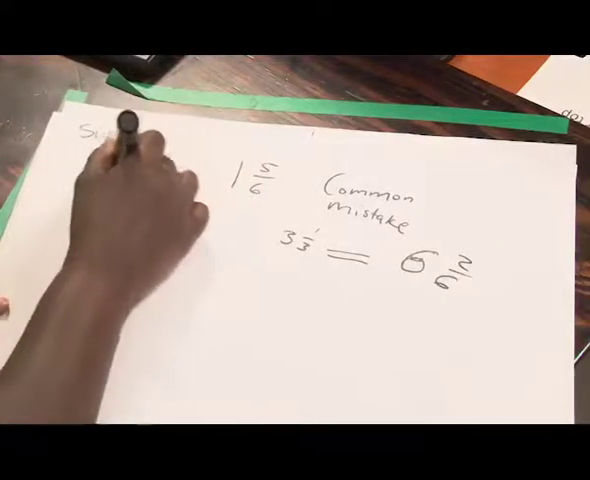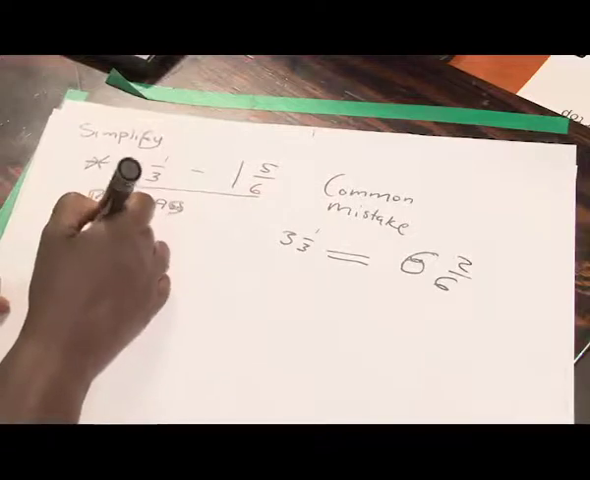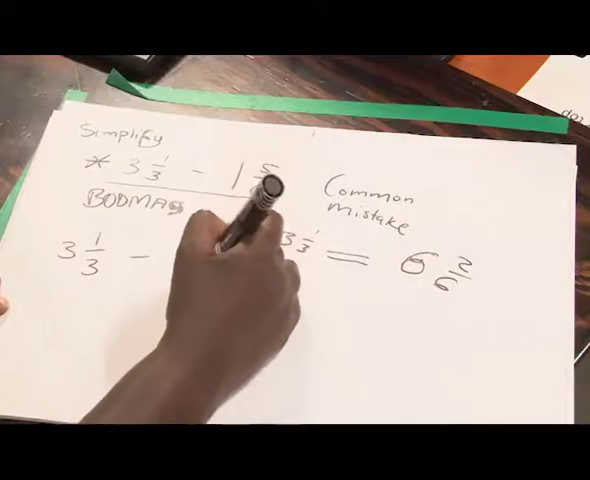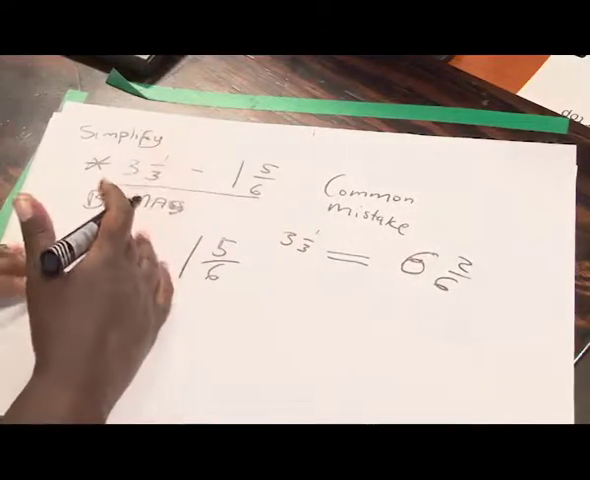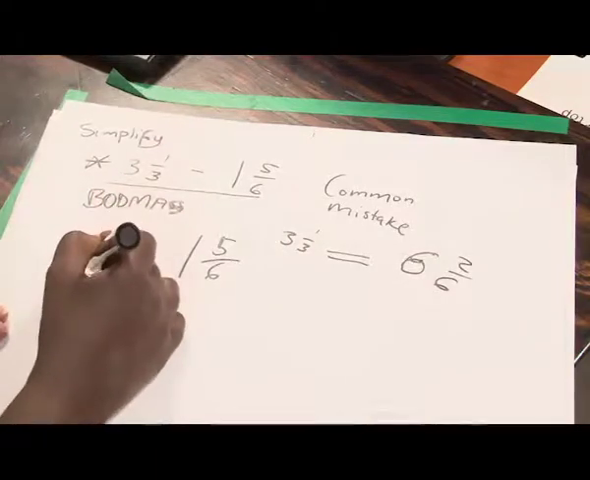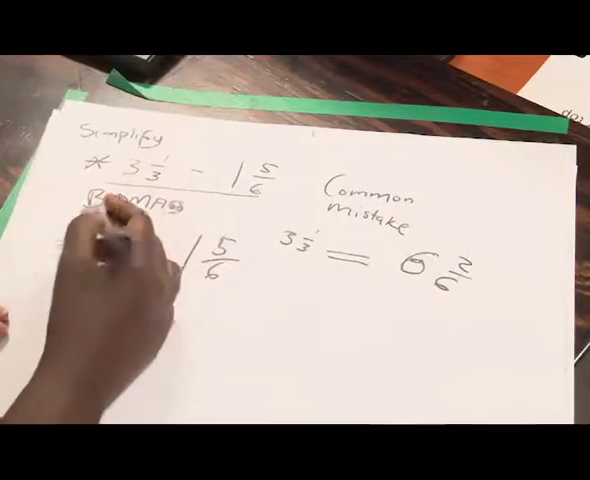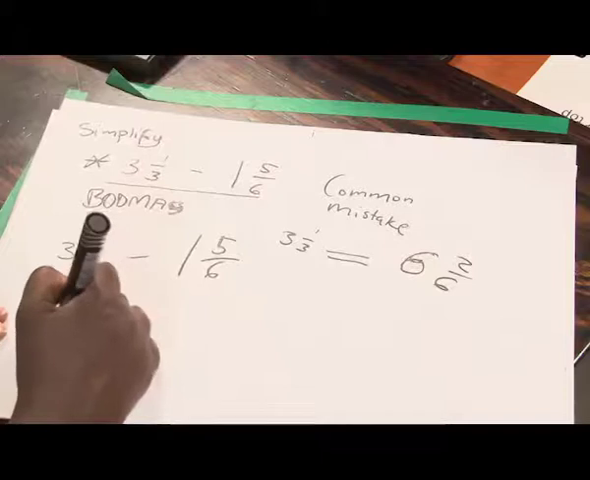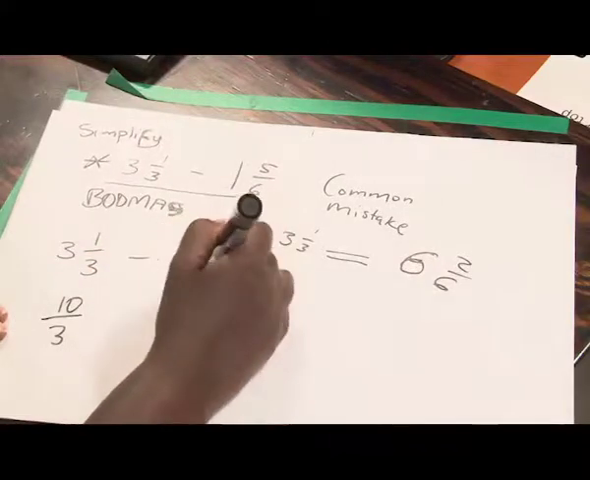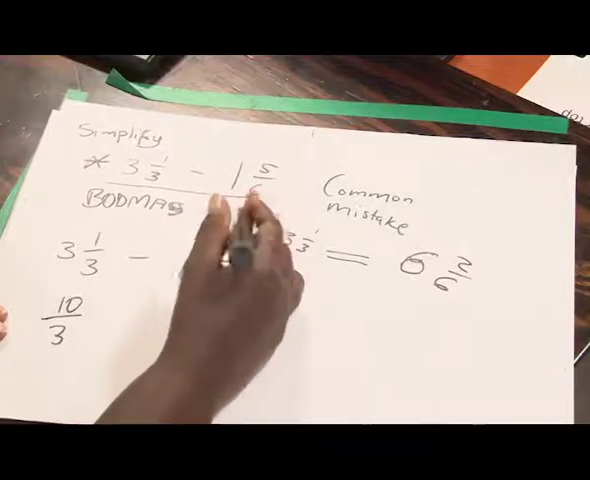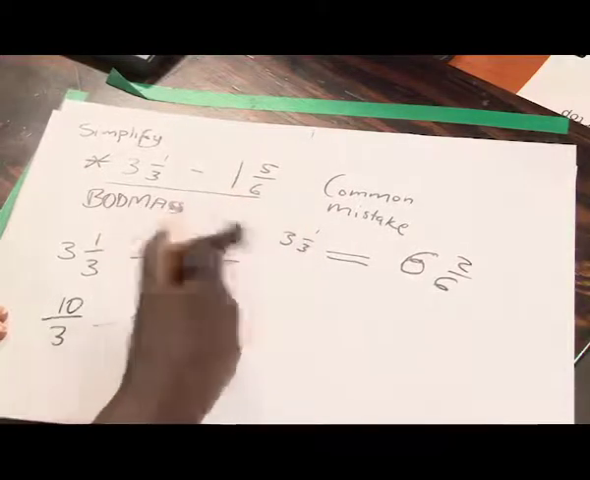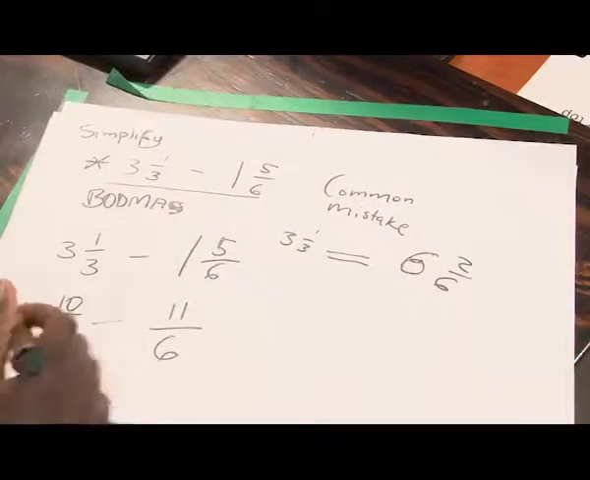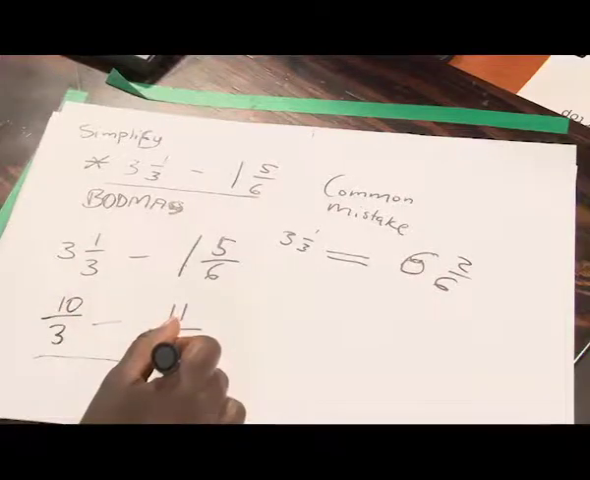But now, with this fraction that we are given, we have 3 and 1 out of 3 minus, this is a mixed number. You can decide to work it out. So we say 3 times 3 is 9 plus 1 is 10. Then it's 10 out of 3. The same here is 1 times 6 is 6 plus 5, then is 11 out of 6. Now we have to find the lowest common denominator between the two.